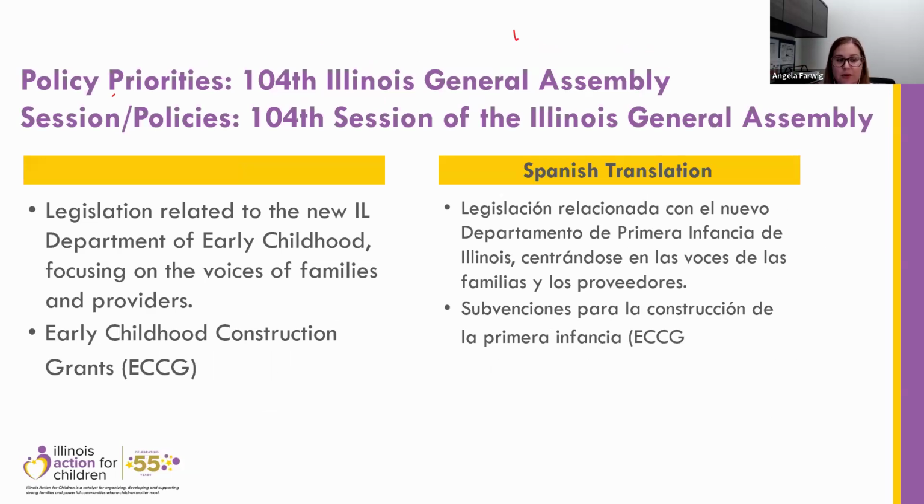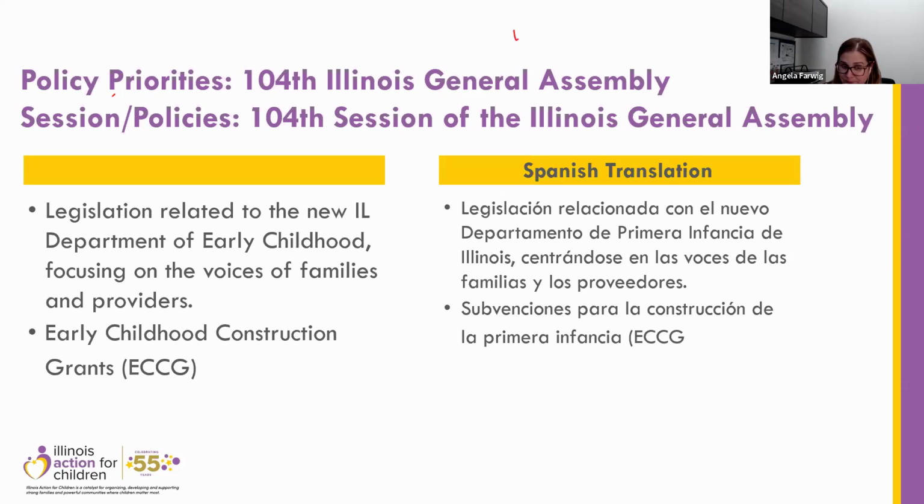We did want to highlight a couple other policy priorities for the upcoming legislative session. As folks know, there is a new Department of Early Childhood, and there was legislation passed last session to establish that, and we worked really hard, as did many people on this call, to advocate for that. We will be watching to see if there's any other legislation related to the new Department of Early Childhood that is filed or needs to be filed, and always looking to the voices of families and providers to show us the way on that.